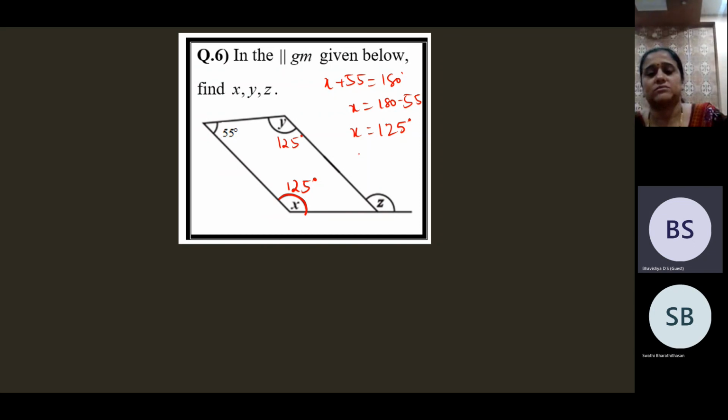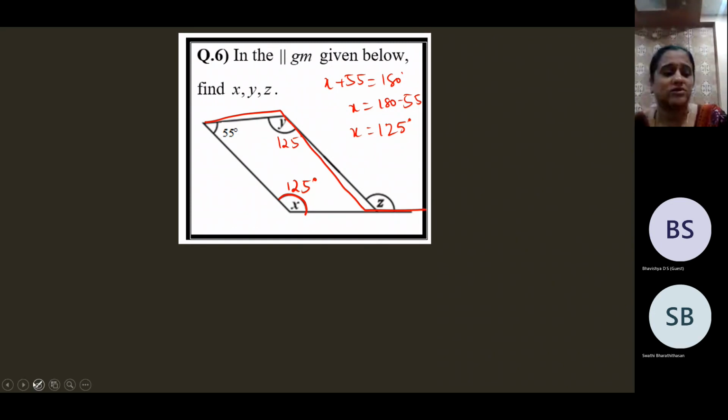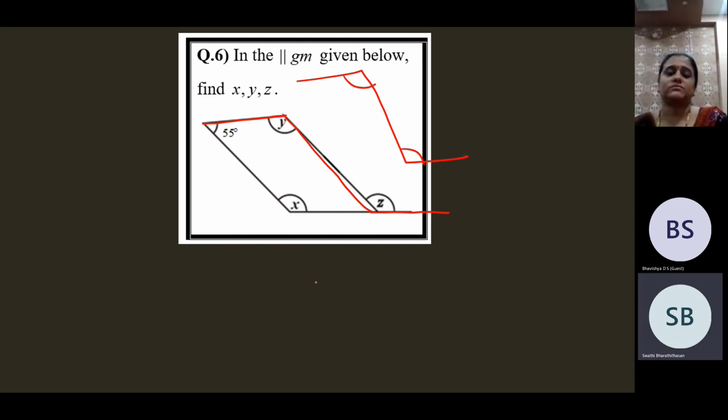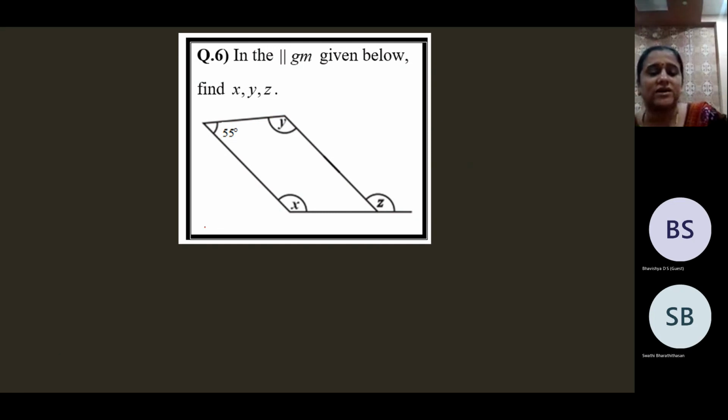Ma'am, Y and Z are alternate angles, so they are equal. So Z is equal to 125 degrees, ma'am. Correct. See here, parallel line, transversal, parallel line. You can see the Z there. This is the parallel line, this is the transversal, and this is the parallel line. Alternate angles are equal. Or else X and Z are corresponding angles, ma'am. Very good. X and Z are corresponding angles.